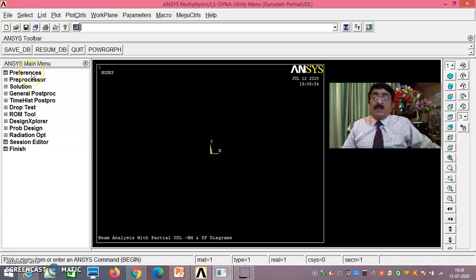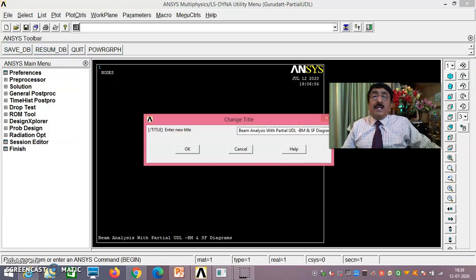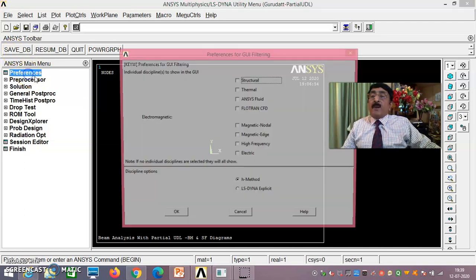Now I'll start with the problem. Now this is the way you should do. File, Change job name. You give the job name as your name, partial UDL or whatever it is, and immediately give Change title and change the title in the way you want, so that you can easily understand. Then you go for the problem as usual.